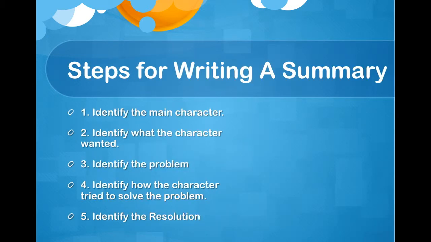So here are just some extra steps for writing a summary. First, you identify the main character. Second, you identify what the main character wanted. Third, you identify the problem. Fourth, you identify how the character tried to solve the problem. And fifth, you identify the resolution.